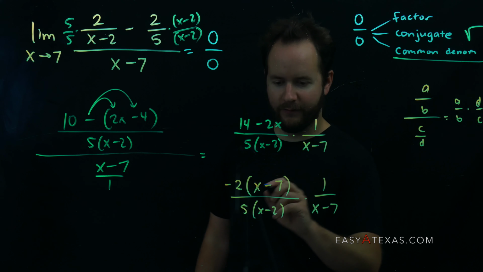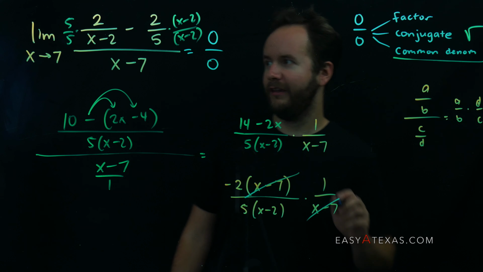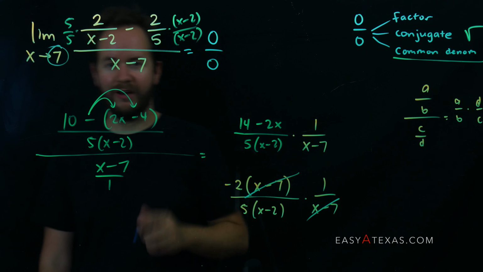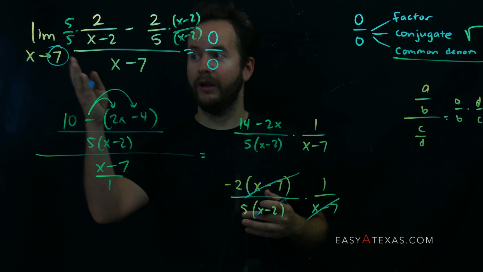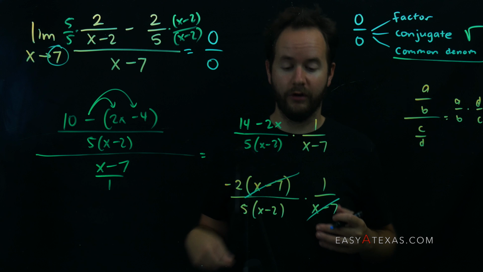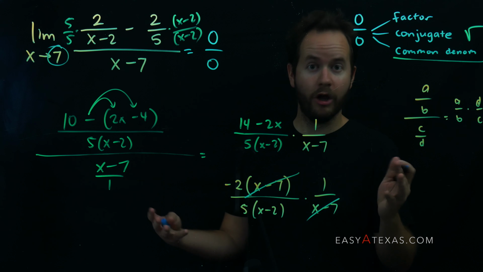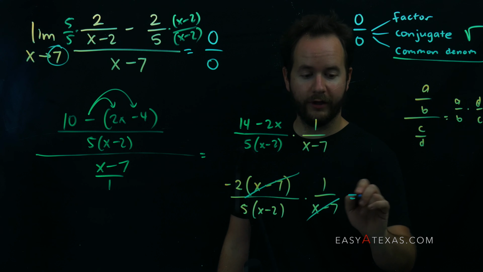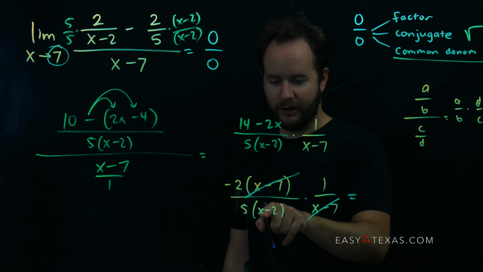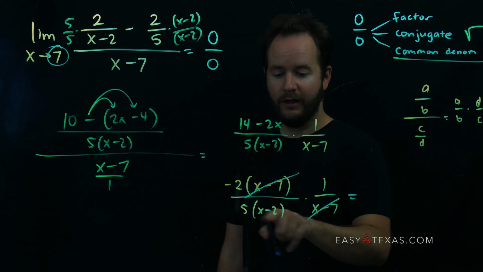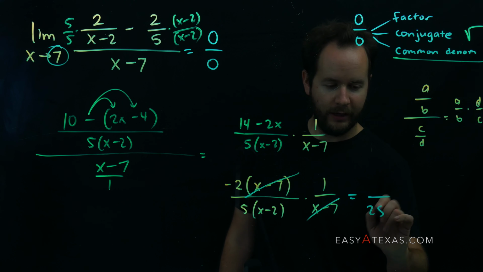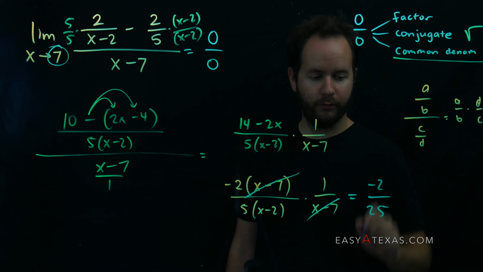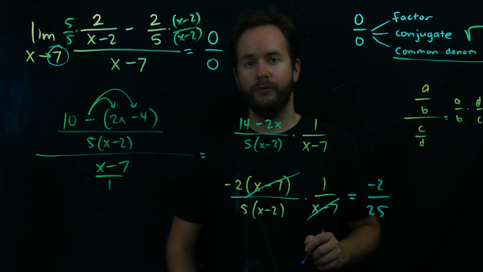This is going to be really handy for me because once they cancel, I can safely plug in the value of 7 that I wasn't allowed to plug in before, or at least when I did plug in the 7, it gave me 0 over 0. But now that I've canceled that factor of x minus 7, no longer will I get 0 over 0. I'll get an answer that I want. So everyone plug in 7 here. 7 minus 2 is 5. 5 times 5 is 25. And then don't forget we have a negative 2 in our numerator, for a final answer of negative 2 over 25.